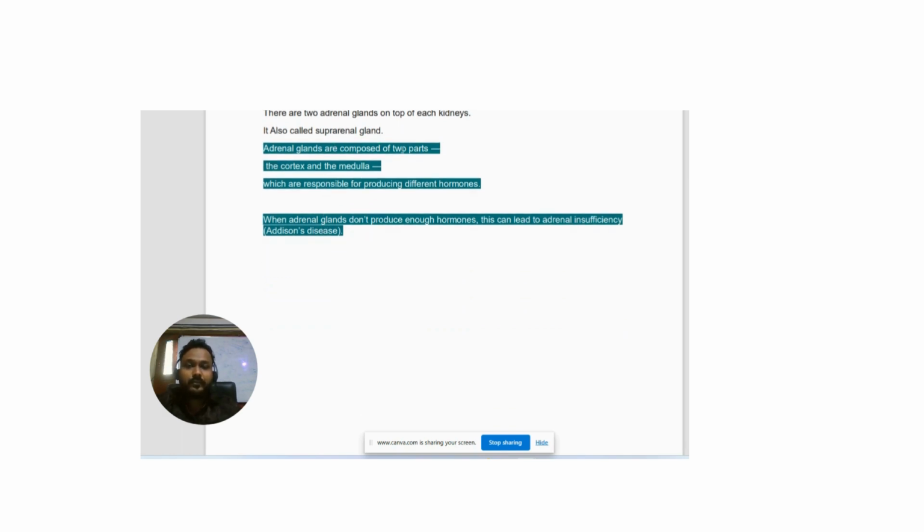Adrenal glands are composed of two parts, the cortex and medulla, which are responsible for producing different hormones. When adrenal glands don't produce enough hormone, this can lead to adrenal insufficiency. It's called Addison's disease.